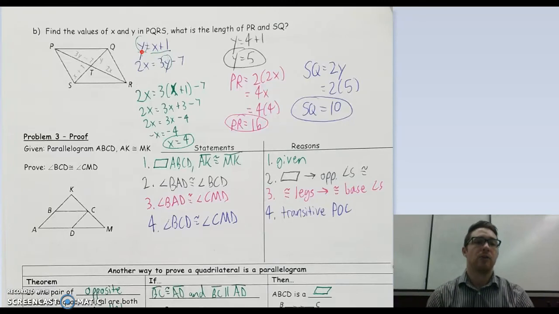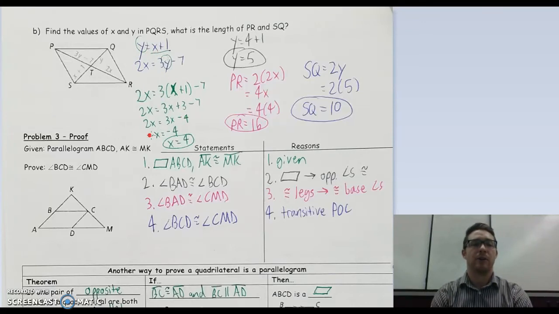So substitution, I have the y isolated. I want to use that expression, x plus 1, to plug in my second equation. So if 2x is 3y minus 7, instead of the y, I'm going to replace that with x plus 1. Got that from the first equation. So same steps as before.